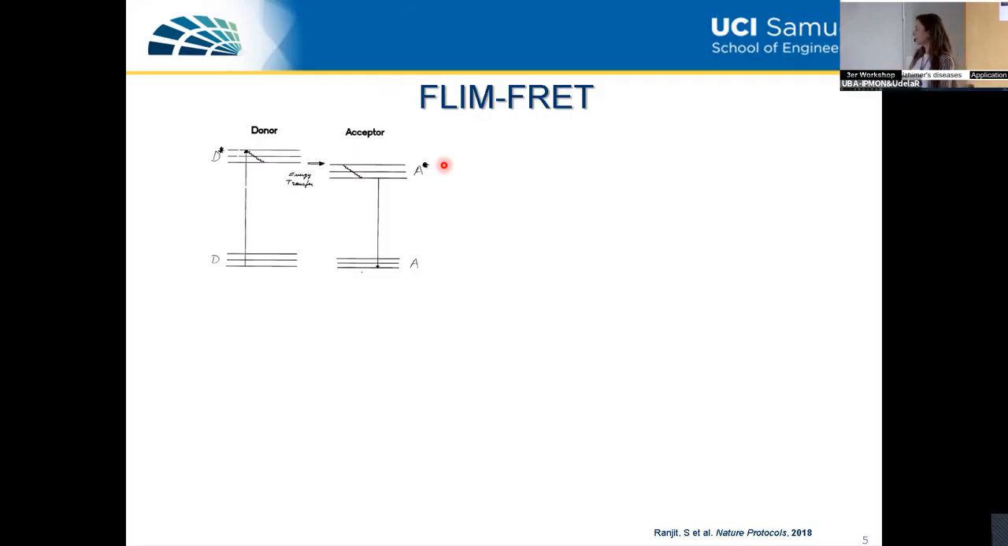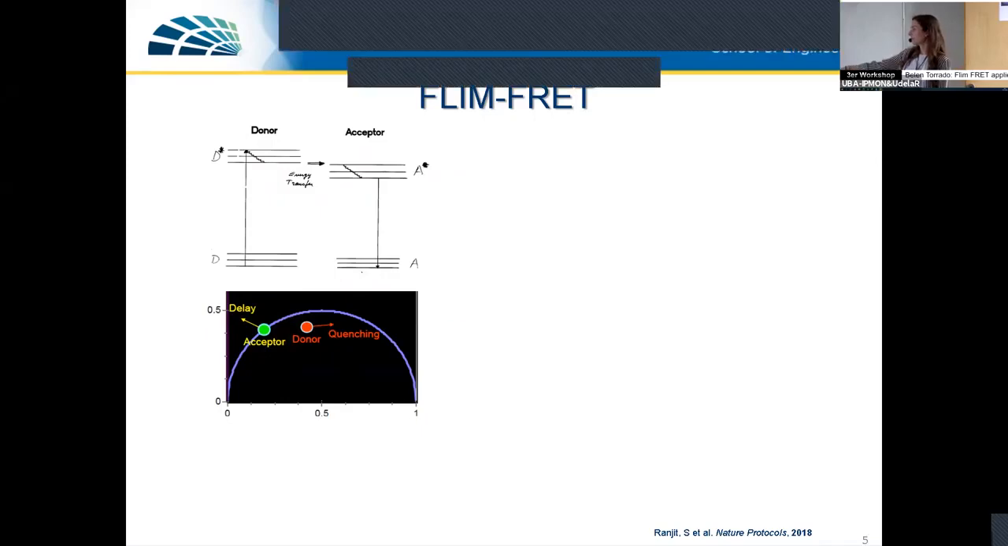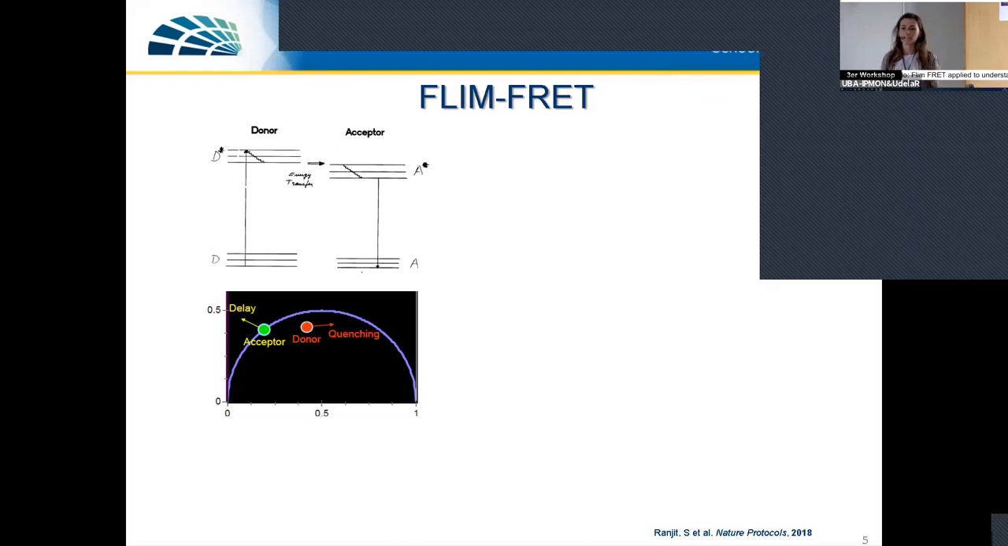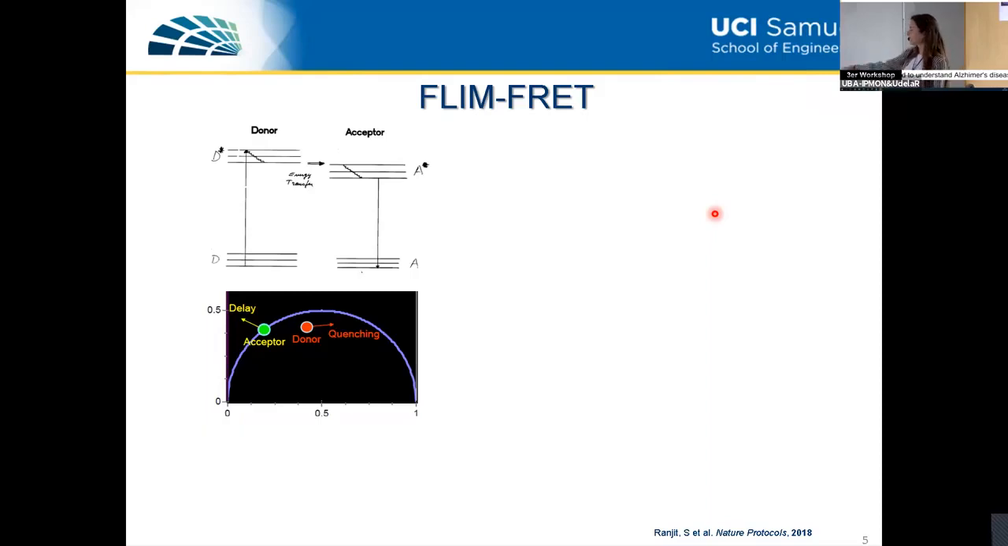So in the phasor plot, what is going to happen with the donor is that it's going to be quenched, and it's going to move to shorter lifetimes. And with the acceptor, since the excitation will have a delay relative to the excitation pulse, if that delay is big enough, the trajectory of the acceptor will go outside the universal circle.